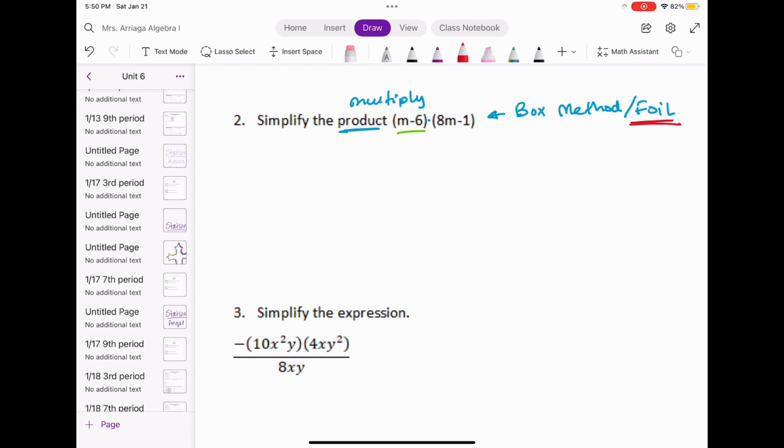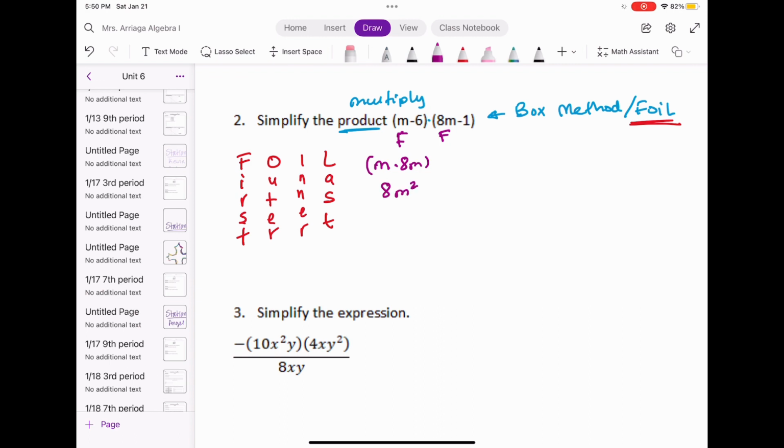Now let me show you how to do the FOIL method. If you don't care to learn the FOIL method, you can go ahead and move to question 3. For those who want to learn, FOIL means first, outer, inner, and last. First you multiply the first terms in each binomial. So you multiply m times 8m, which gives us 8m squared.